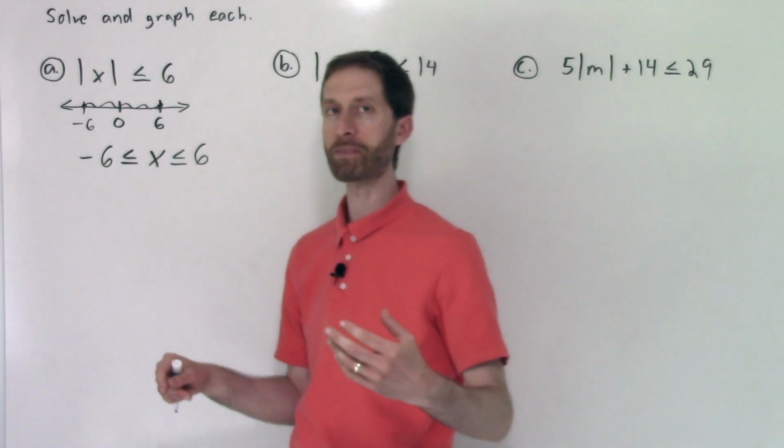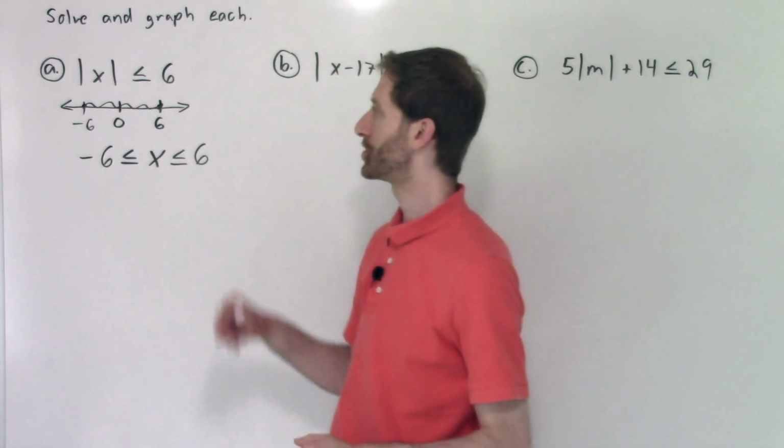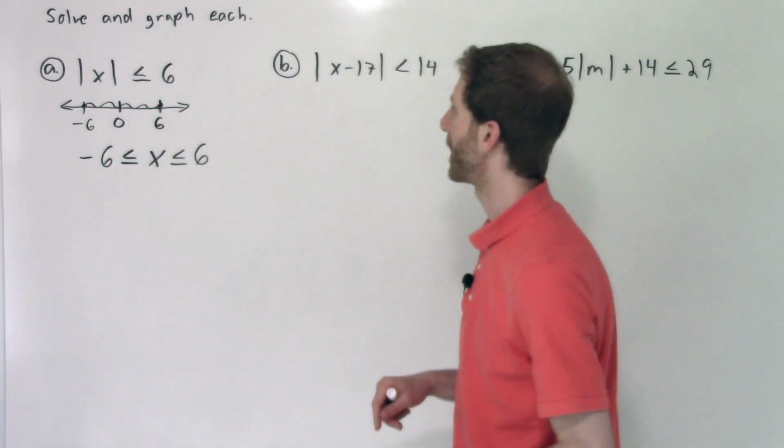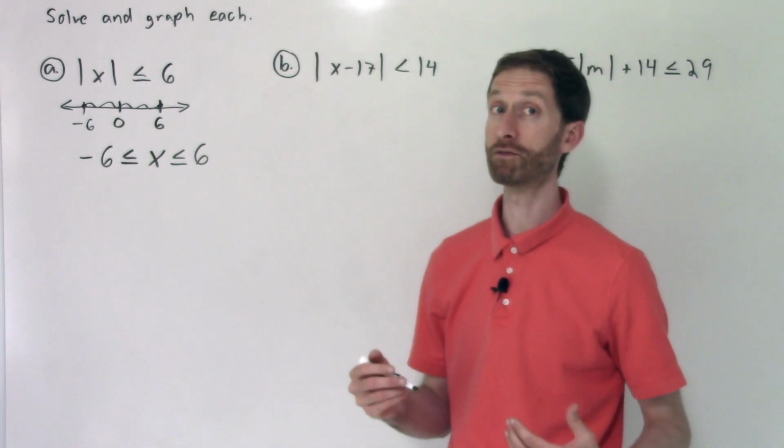And if you're having trouble on compound inequalities, check out some videos on that first, bone up on it, and then you'll be in good shape. All right, let's step it up a notch. In B, we've got the absolute value of x minus 17 is less than 14.